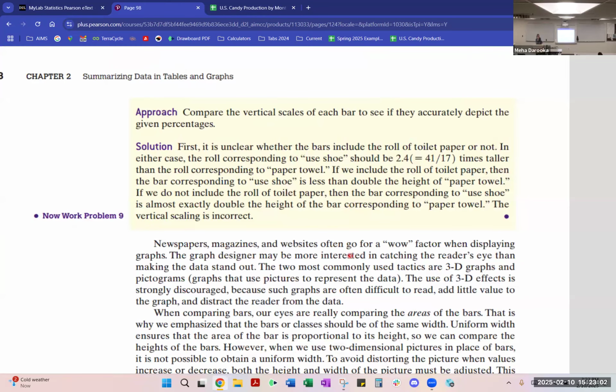They're talking about, first, it is unclear whether the bars include a roll of toilet paper or not. In either case, the roll corresponding to used shoe should be 2.41 times taller than the roll corresponding to paper towel. If we include the roll of toilet paper, then the bar corresponding to used shoe is less than double the height of the paper towel option. If we do not include it, then the bar corresponding to used shoe is almost exactly double the height of the bar corresponding to the paper towel.